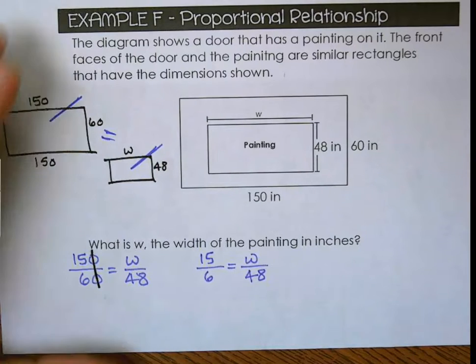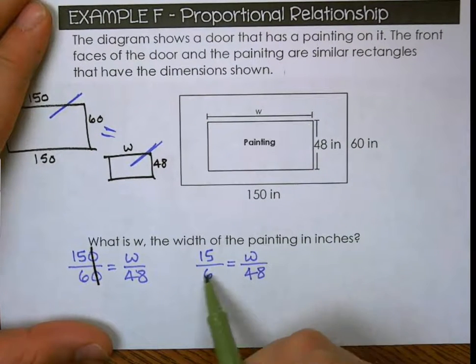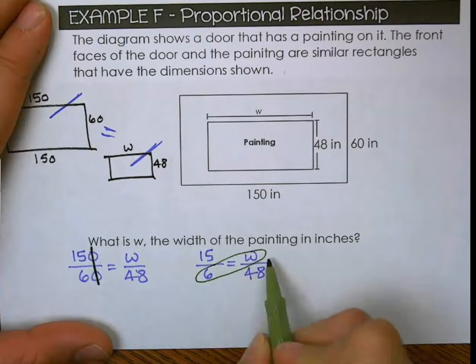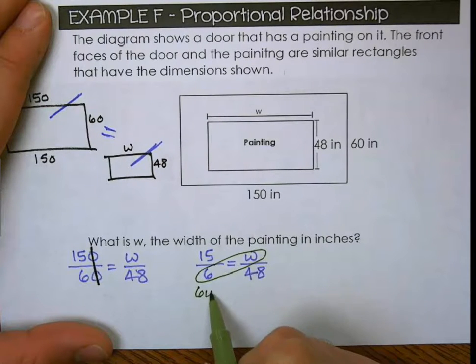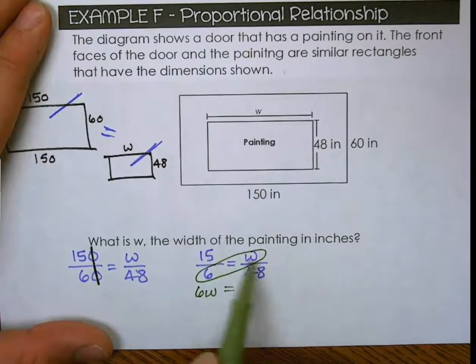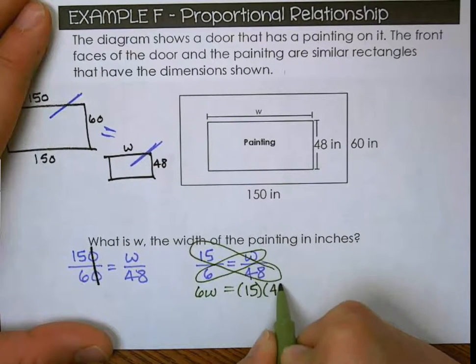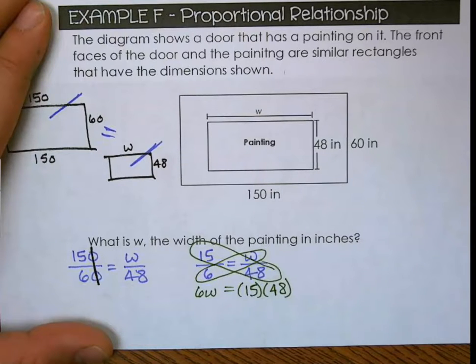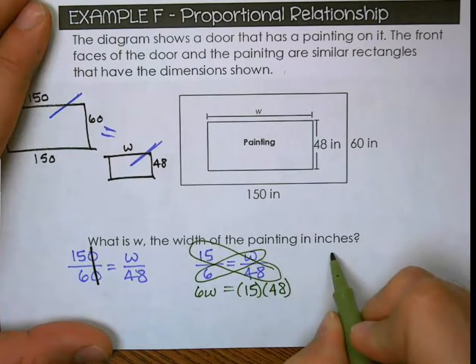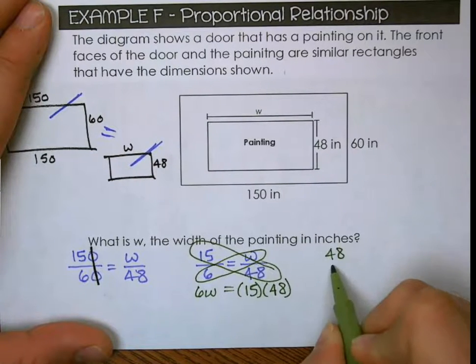Okay, now I'm going to cross multiply. I have 6 in W, so 6 times W is 6W, and that equals 15 times 48. Okay, so 48 times 15.